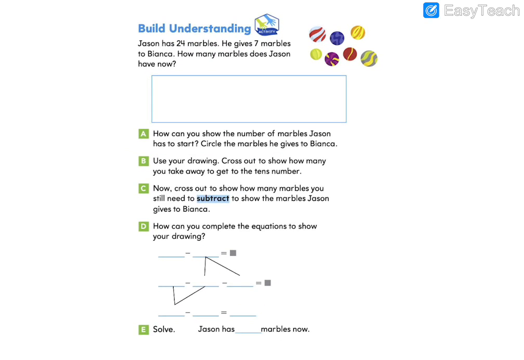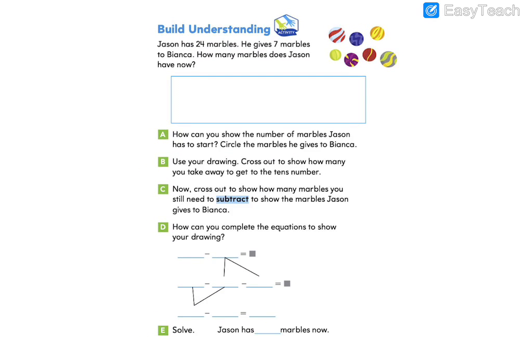Let's look at our build understanding. Jason has 24 marbles. He gives 7 marbles to Bianca. How many marbles does Jason have now? So first we're going to show the number of marbles Jason has to start. So Jason has 24 marbles. I'm going to show it like in a tens frame. So there's my first 10. There's 20, and I know there's 4 more.